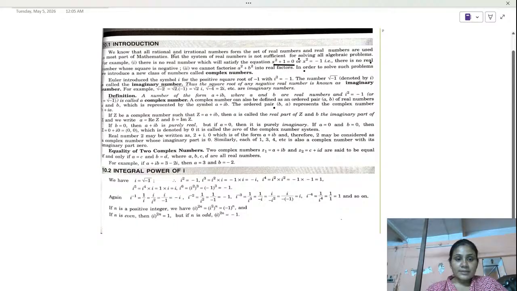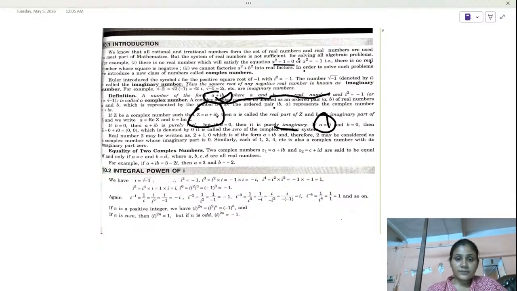So what is a complex number? Complex numbers are numbers of the form a plus ib, where a and b are real numbers, and i square is equal to minus 1. The complex number is sometimes denoted by capital Z is equal to a plus ib. If a is equal to 0, then Z is equal to ib. That expression will be converted to a purely imaginary number.